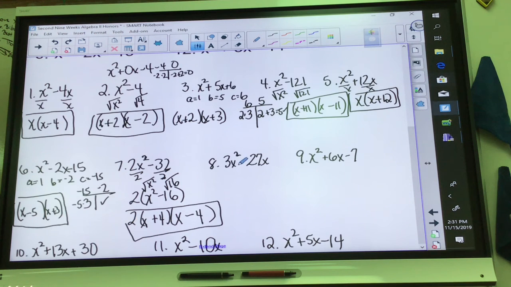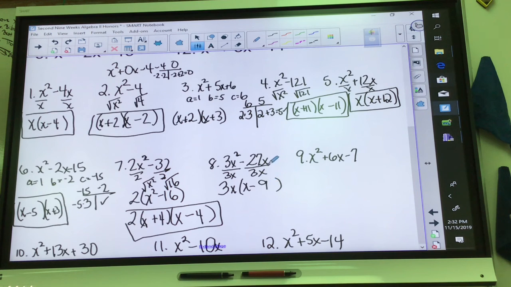Number 8. Do I have a greatest common factor? Yes. And some students will say it's just 3. But don't they both have a variable in common? Yes, they both have x, so it's 3x. I'm going to divide 3x squared by 3x. What do I get when I divide 3x squared by 3x? It's just x. And then I'm going to divide -27x by 3x. What do I get when I divide -27x by 3x?